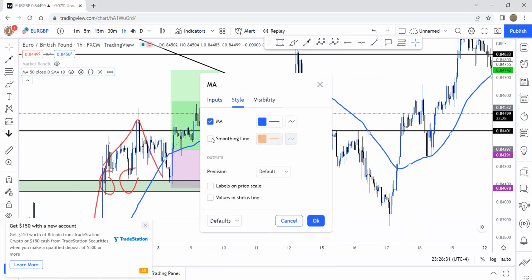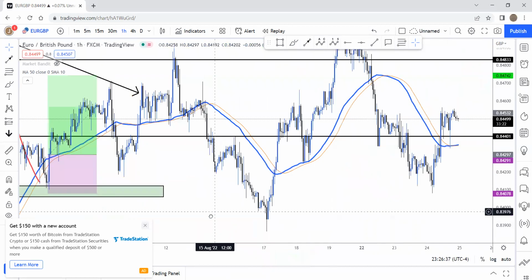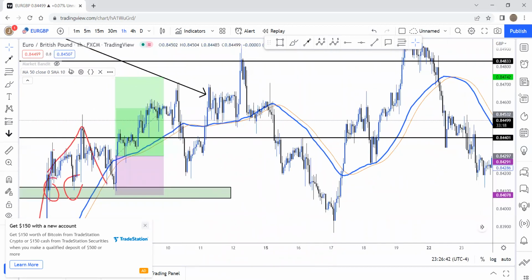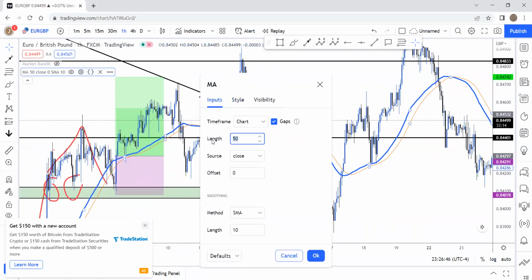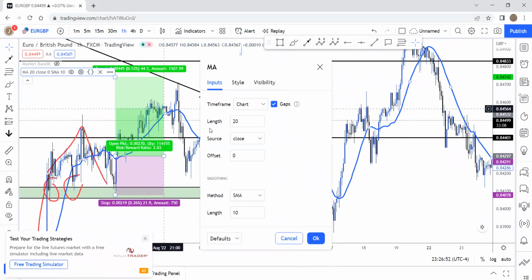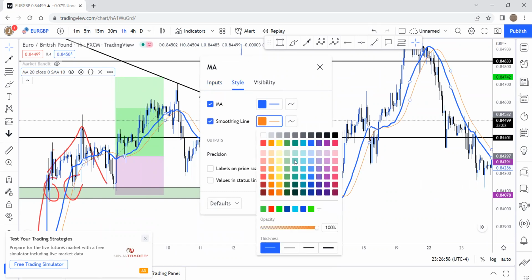And we're going to make that line orange. So this is two simple moving averages, so basically we use them in conjunction. Let's actually make this moving average 20, since that's 10. So blue is 20, orange is 10. Why is it not visible? Sorry, let me make it a little bit bigger.